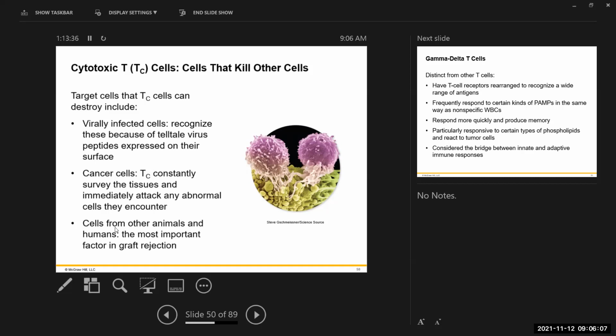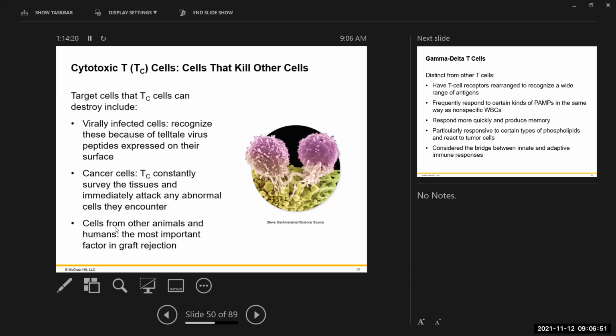Cytotoxic T cells will be able to bind to proteins that are expressed on the surface of the cell that are the result of viral infections. Those viral proteins will bind to the T cell receptor, they'll activate the cell, and the cell will now make these poisons. And those poisons, those cytotoxins, those lymphotoxins, will kill the virally infected cell.